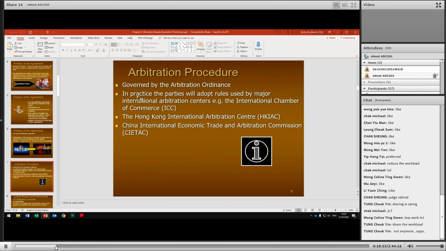Procedure, I think you don't need to know the details of the procedure. So the rules and procedure are governed. We have different sets of rules. The parties have the freedom to choose whichever set of rules they like. They can use the international one, the International Chamber of Commerce (ICC), or they can use the procedure of the Hong Kong International Arbitration Centre (HKIAC), or they can use the procedure in the CIETAC, China International Economic and Trade Arbitration Commission.